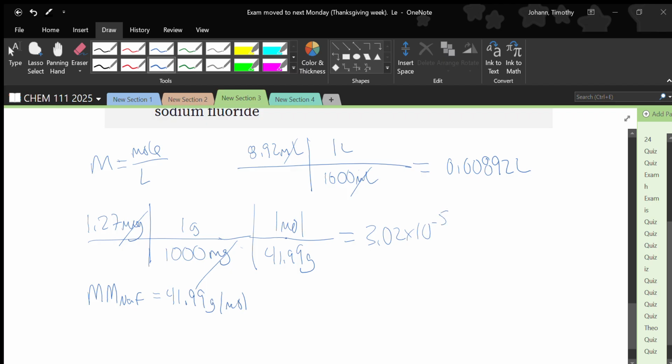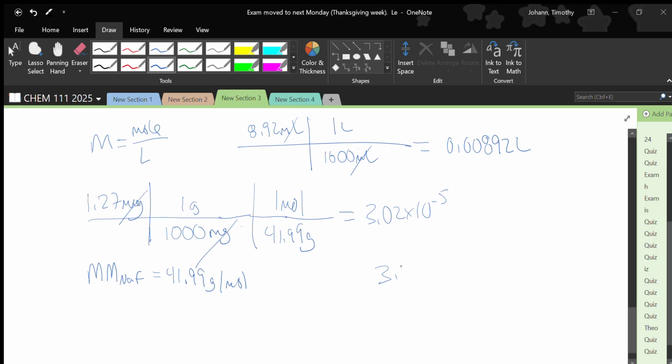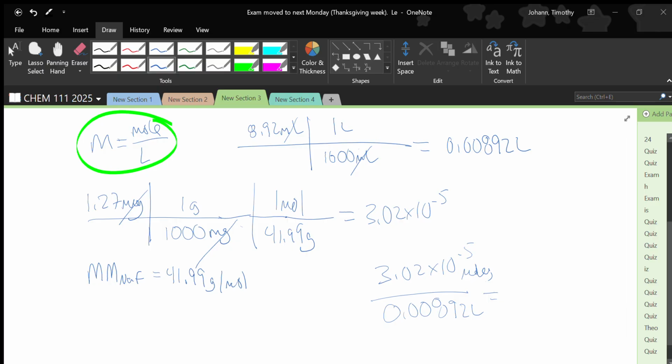Let me look at it. Yeah, okay. Seems about right. Now, I didn't do it to 3 significant figures in my head. But so what I'm going to do then is I'm going to go 3.02 times 10 to the negative 5. Remember, up here, molarity is equal to moles divided by liters. So we're going to divide that many moles by 0.00892 liters, and that's going to be equal to something that's less than 1, but maybe not 10 to the minus 2?